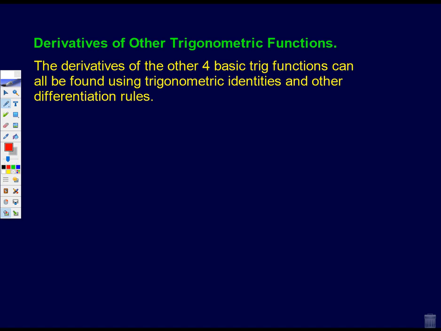Welcome to the second part of our lesson involving the product rule and quotient rule. Today we're going to be introducing and learning 4 additional derivatives of trigonometric functions. The other 4 trigonometric functions that we have not learned the derivatives of yet would be these 4: the tangent function, the cotangent function, the secant function, and the cosecant function.